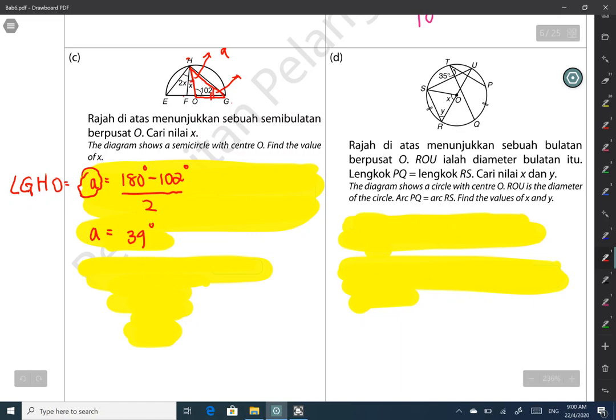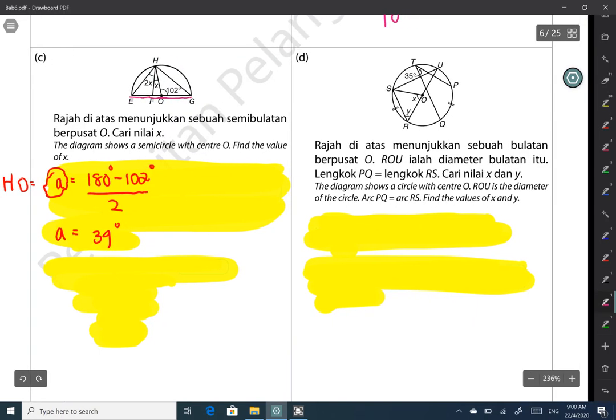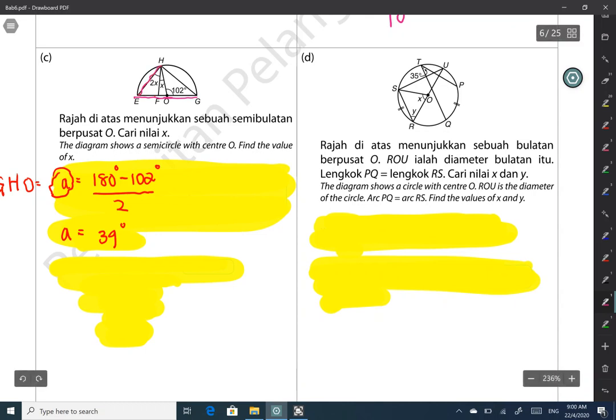So we see the diagram again. This is diameter. That means the angle for this triangle is 90 degrees. So 2x plus x plus this one is 39. Just now I count. So 39 is equal to 90 degrees. So 3x is 90 minus 39, you get 51. So x is equal to 17.